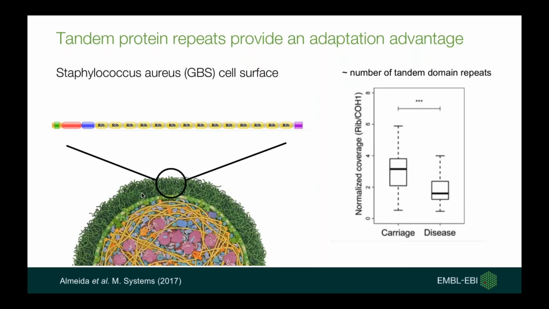and what you can see in this box plot is that the strains that caused disease had a lower number of tandem domain repeats than the strains that were non-pathogenic. So we can see another advantage of having proteins that contain repeats.